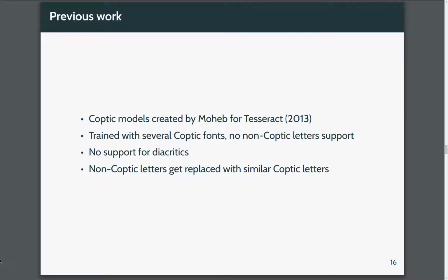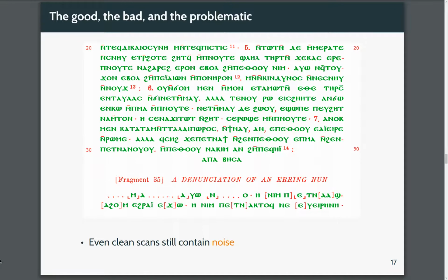Luckily for us, Mohib already created Tesseract models back in 2013. He trained on all available Coptic fonts, but he only trained on Coptic fonts. That means there is no non-Coptic letter support. He also did not train for diacritics. And the problem is that non-Coptic letters will get replaced by Coptic letters, and we have to correct the results afterwards. Compared to our discussion before, every red character in this text can be considered noise and will be problematic for a solely Coptic model.